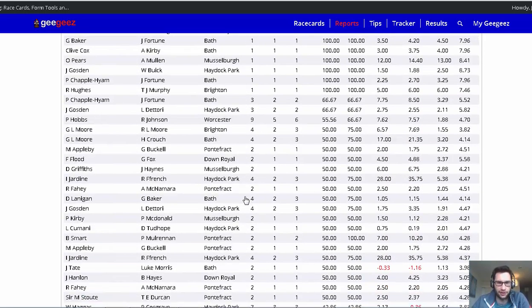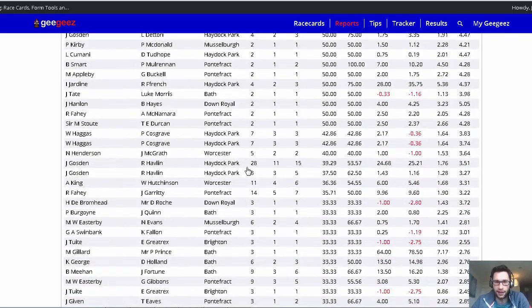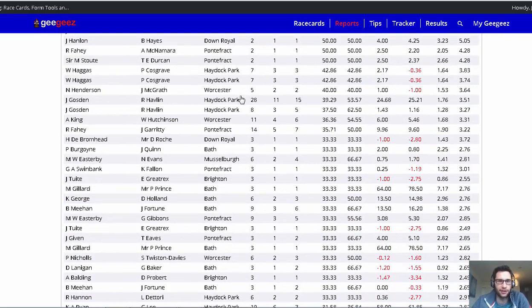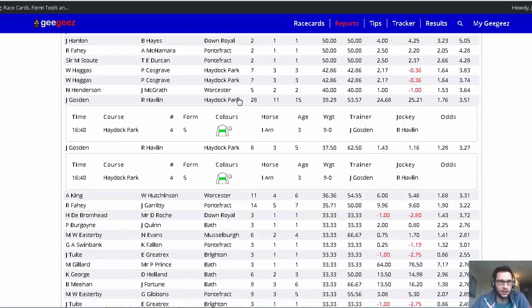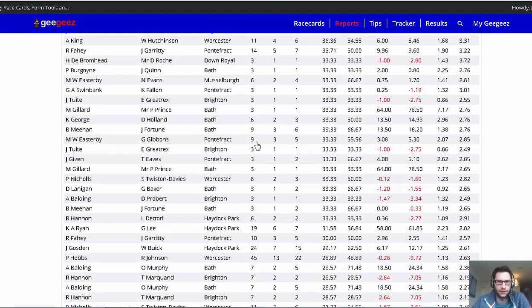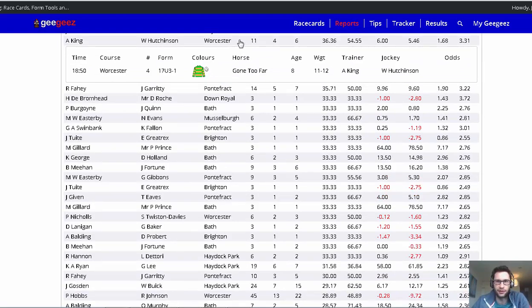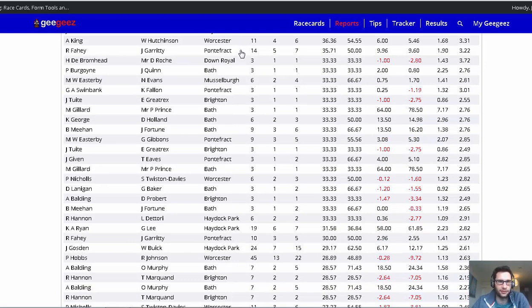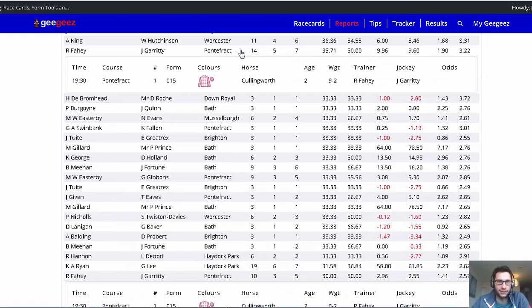But what am I doing here? Sorry. So Gosden and Havlin are 11 from 28, 15 places with all runners here, decent level of profit. Alan King, Hutchinson at Worcester, 4 from 11, decent enough. Fahy Garrity at Pontefract, that's interesting. Is that going to be a novice race?